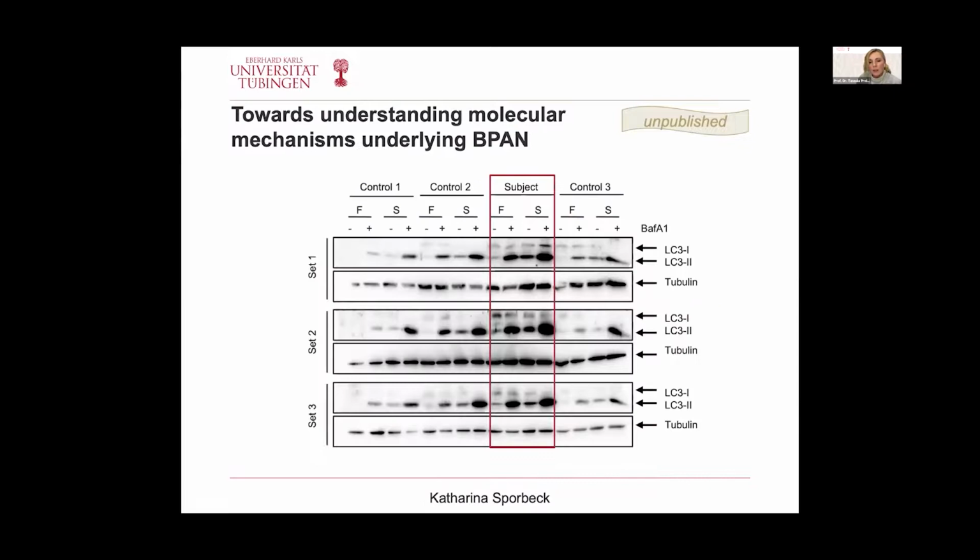We then went on and did very basic autophagy assessments. This is an LC3 lipidation analysis where we could confirm, these are three controls, that LC3-1 and LC3-2 accumulate, indicative, like I've shown before, for a block in autophagy. However, we felt it would be necessary to go further and address this also in an imaging approach.